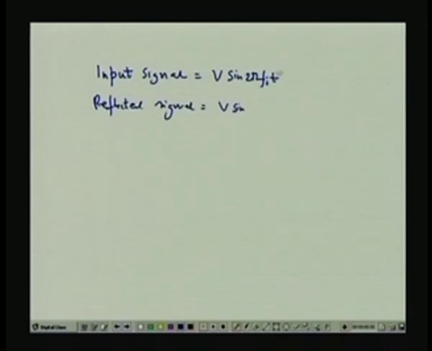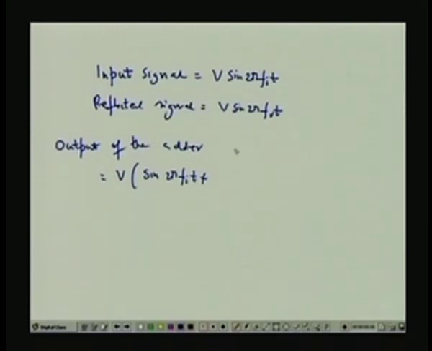Let us take a blank page. Input signal is equal to V sin 2 pi Fi into T, right, and the reflected signal is equal to V sin 2 pi Fr into T. So, output of the adder is equal to V sin 2 pi Fi t plus sin 2 pi Fr t, right.